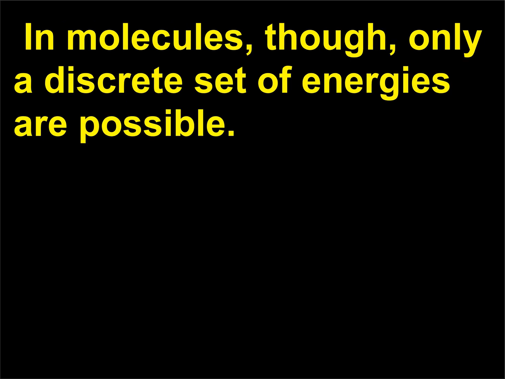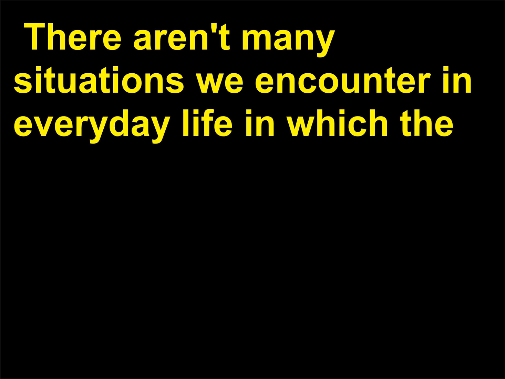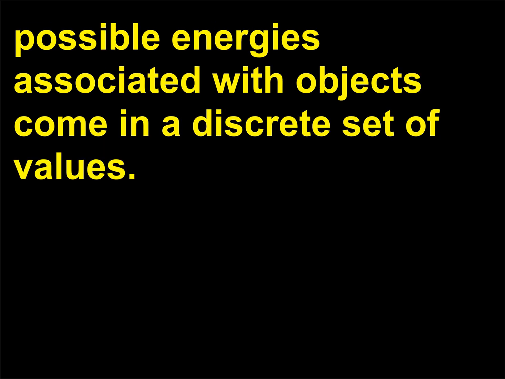In molecules, though, only a discrete set of energies are possible. It's as if you could throw the baseball either 2 m/s or 40 m/s. But not 20 m/s or any other speed in between. There aren't many situations we encounter in everyday life in which the possible energies associated with objects come in a discrete set of values.